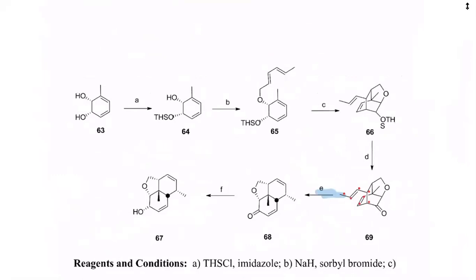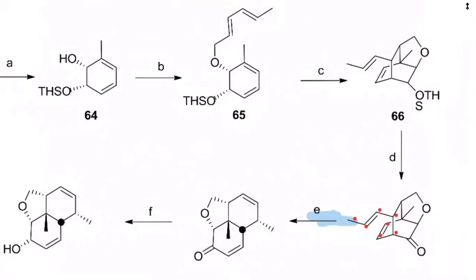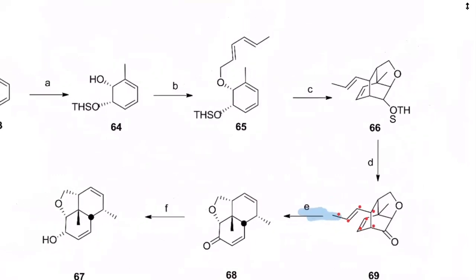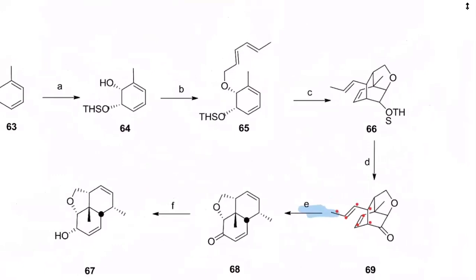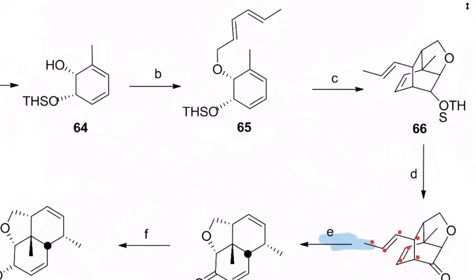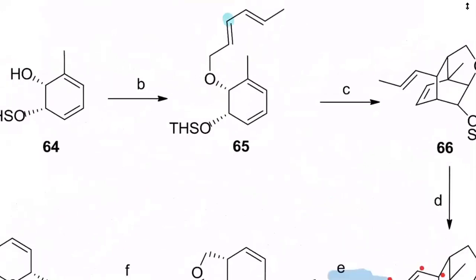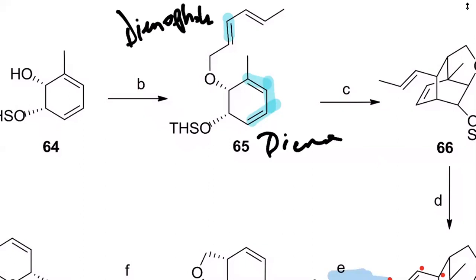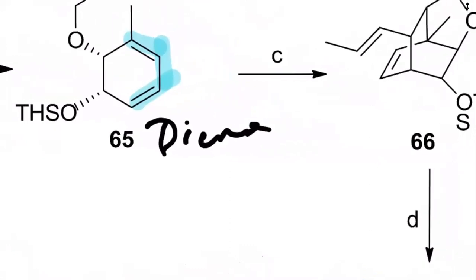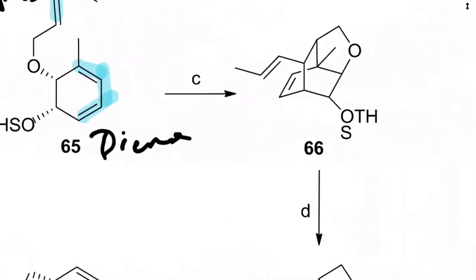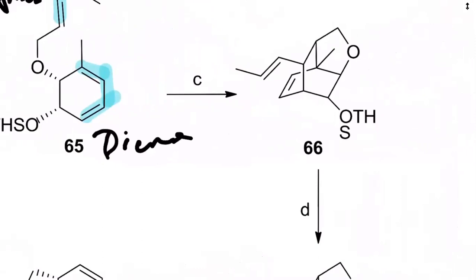So this is the initial synthesis, right? Again, you can see it's intramolecular. Let me zoom in on that. Right, so you can see that this is an intramolecular synthesis, with this being the diene that cyclizes, right? So these two pieces. This is your diene here, and then this is your dienophile on this side. Once you cyclize, you get this kind of bridged bicyclic system that's shown, 66, right here.